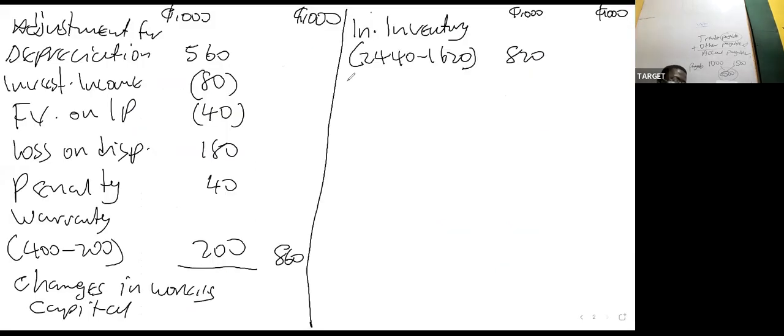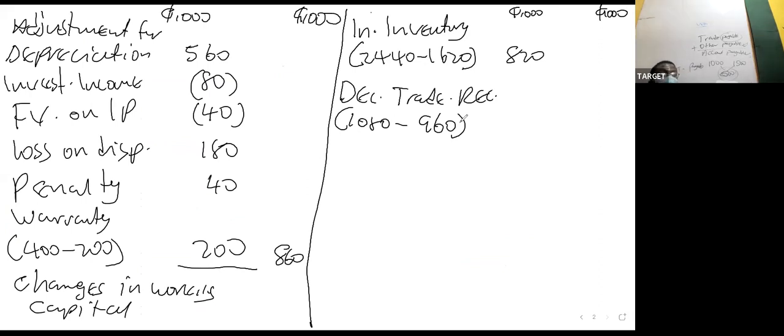Decrease in trade receivable. Open the bracket, 1,080 minus 960. Doesn't matter what minus what. What matters is that you are finding the difference and you know that it has increased or decreased. It doesn't matter whether opening balance minus closing balance or closing balance minus opening balance. You are finding the difference, and it has decreased. Come and put the figure here. What's the figure? 120. So 120. Go to payable.